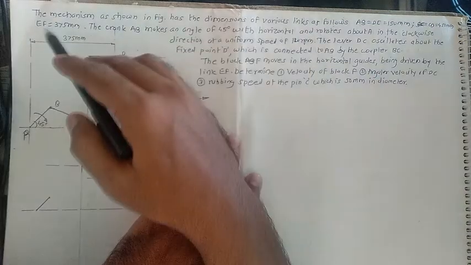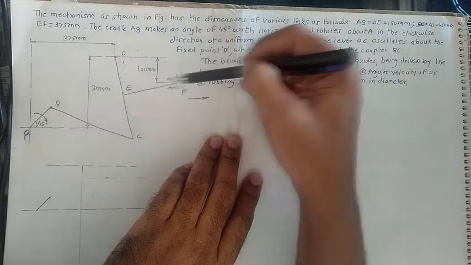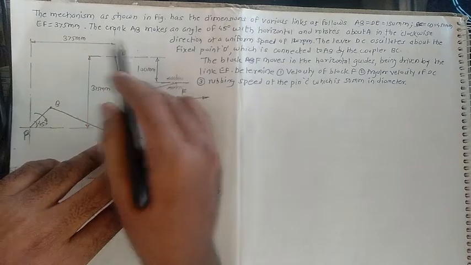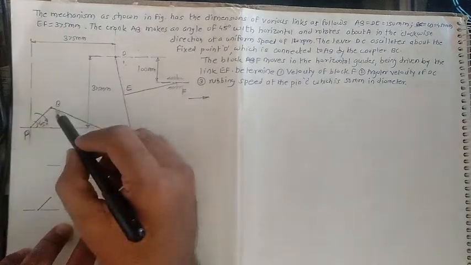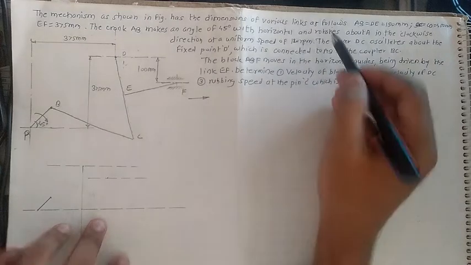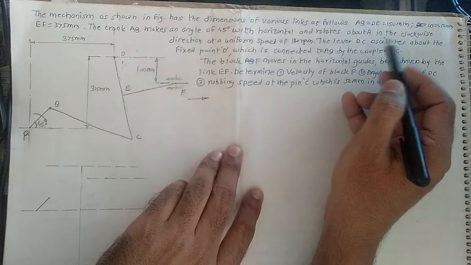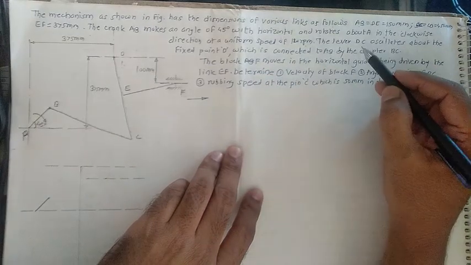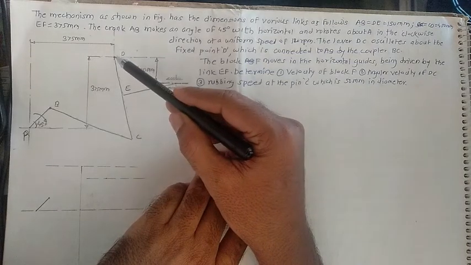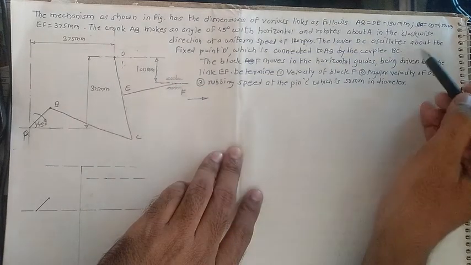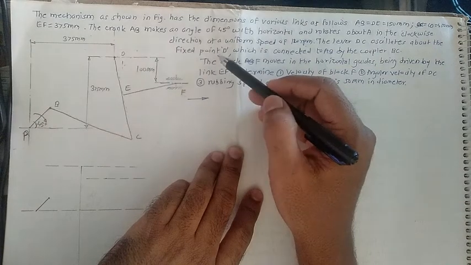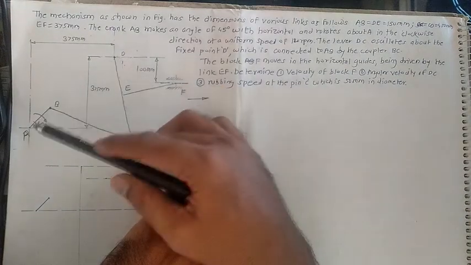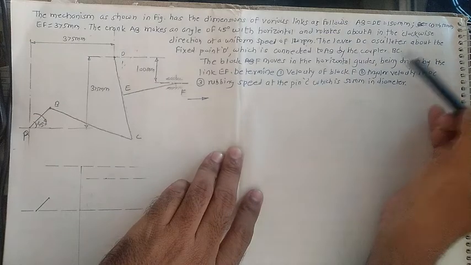Then next is EF, which is 375 mm. Then crank AB makes an angle of 45 degrees with the horizontal and rotates at A in clockwise direction at a uniform speed of 120 rpm. The lever DC, D is here and C is here, oscillates about the fixed point D, which is connected to this AB by the coupler BC.